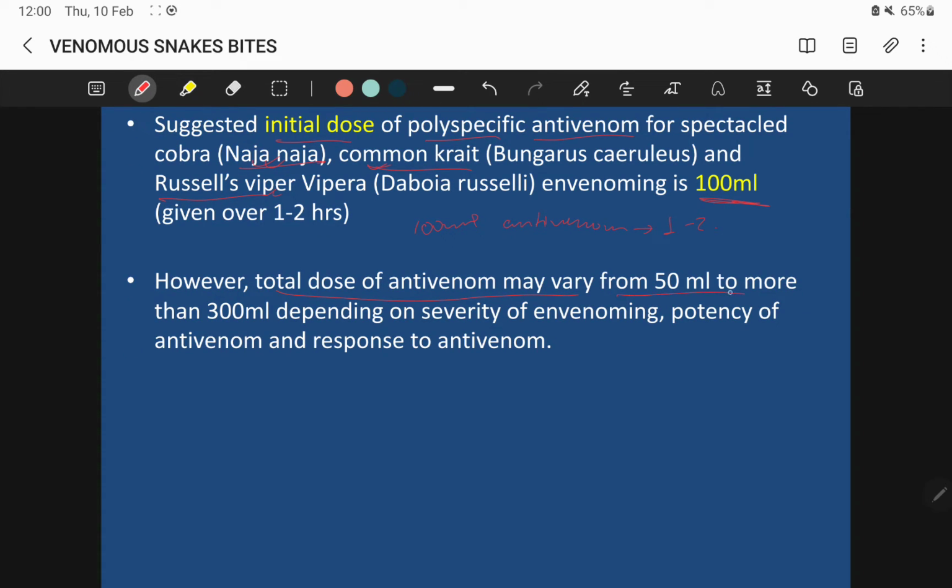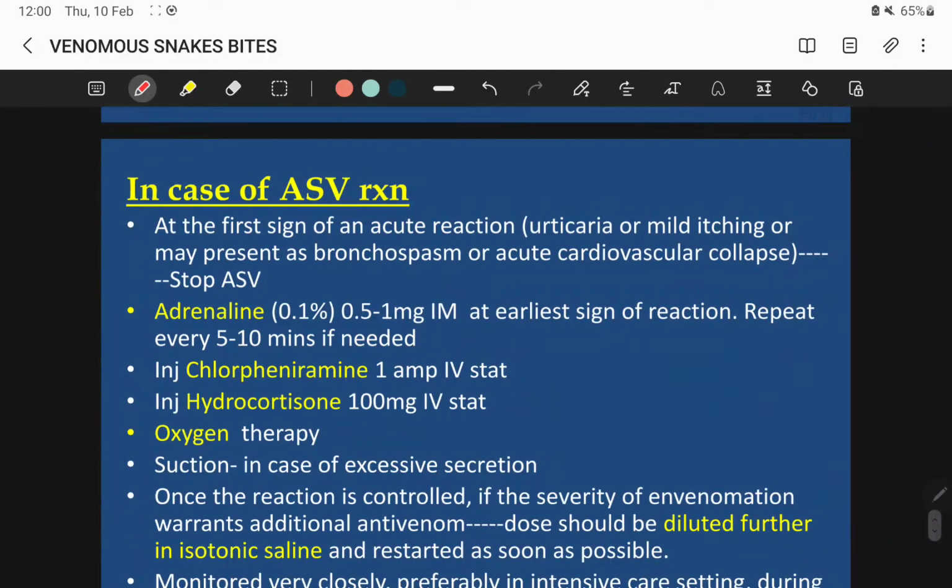Okay, so the dose ranges from 50 ml to more than 300 ml, depending upon the severity of envenoming, the potency of the antivenom, and the response to antivenom. Now, in case you give anti-snake venom, it can cause side effects, right? So what are the reactions?